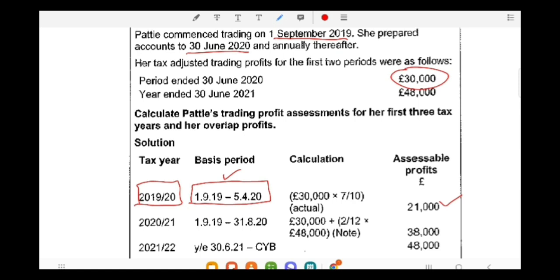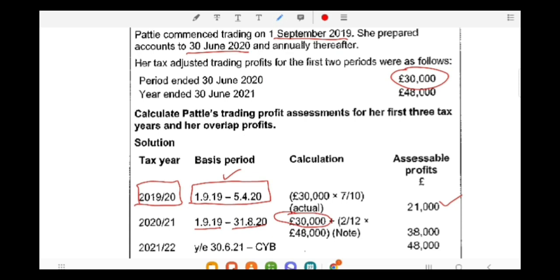As in the second tax year, where the period of account is less than 12 months, we have to consider the first 12 months of trading's profit. Business is started on 1st September 19. From this date, we have to add a further 12 months and it would be 31st August 20. So in this period, we have to assess the profit of the first 10 months, which is 30,000, plus the next 2 months, which belong to the next period of account.